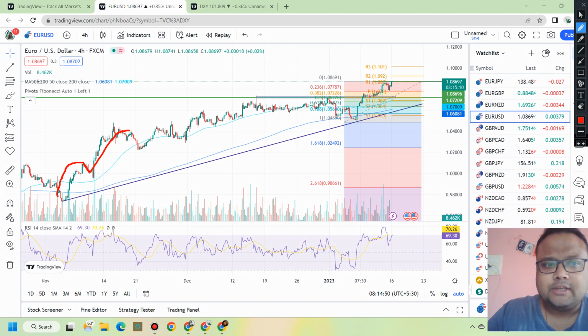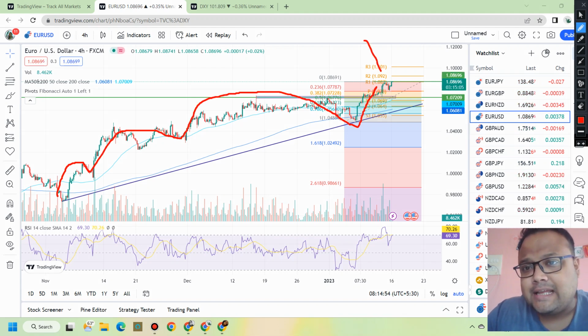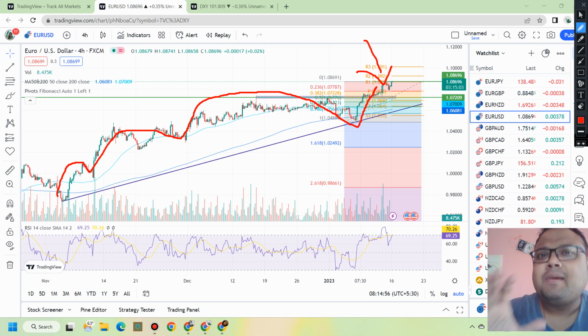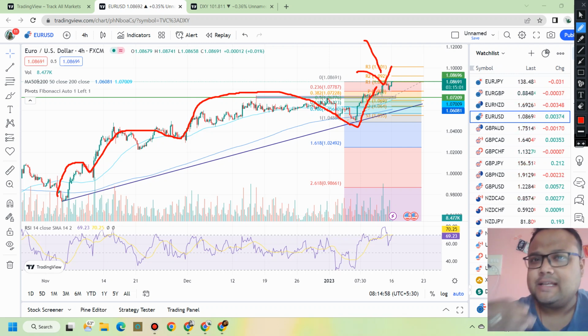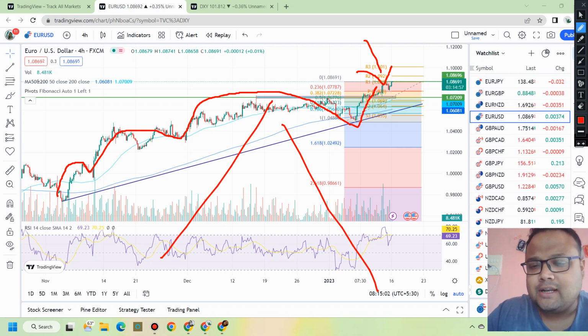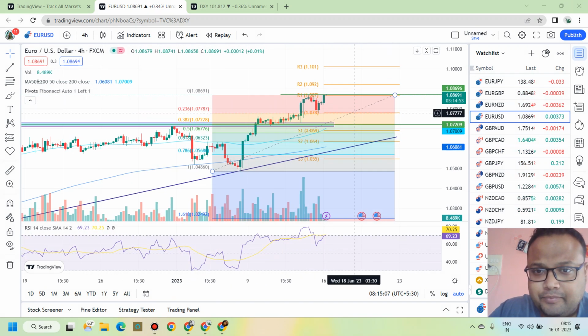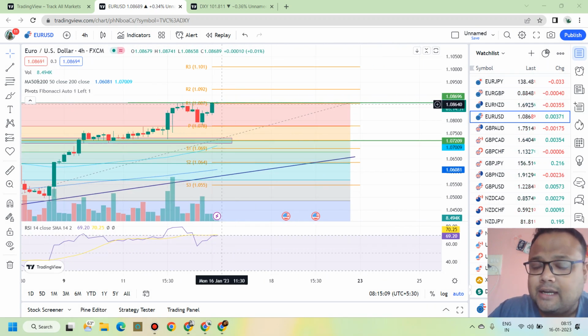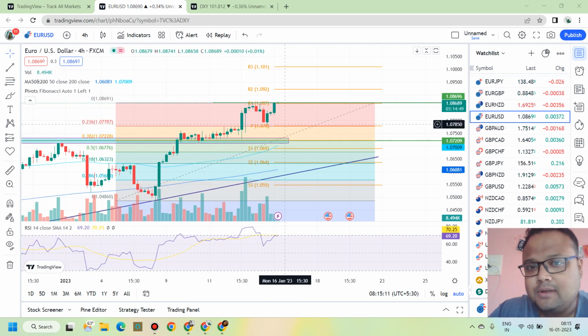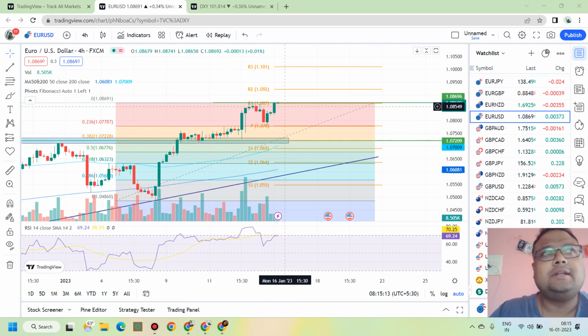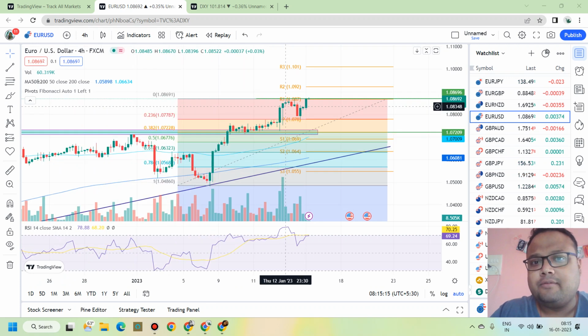But if we look at the structure of Euro USD, then we can see that right now it is standing at the top. Every market has an average price, and as we all know, no market goes up in a straight line or goes down in a straight line. Markets always move in a zigzag pattern. So right now the market is standing at the top, which means there is a possible retracement in the market very soon.